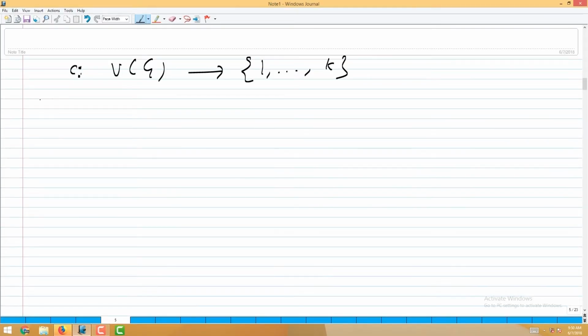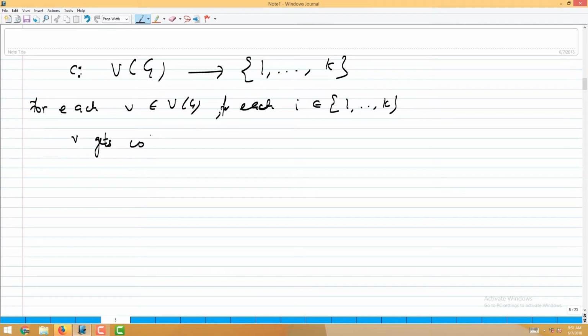So what is the experiment? For each v in V(G), and for each i in 1 to k, v gets color i with probability 1 by k. So this is the experiment that I do, and after the end of this experiment, all the vertices of the graph are colored with some color from 1 to k.